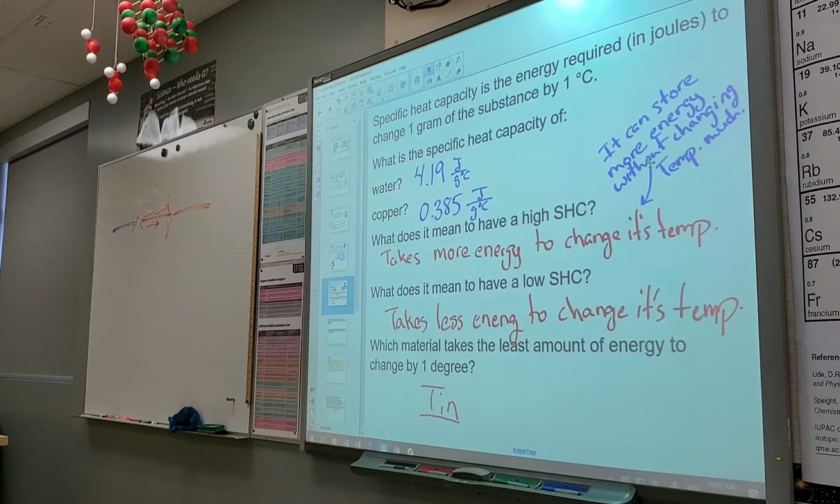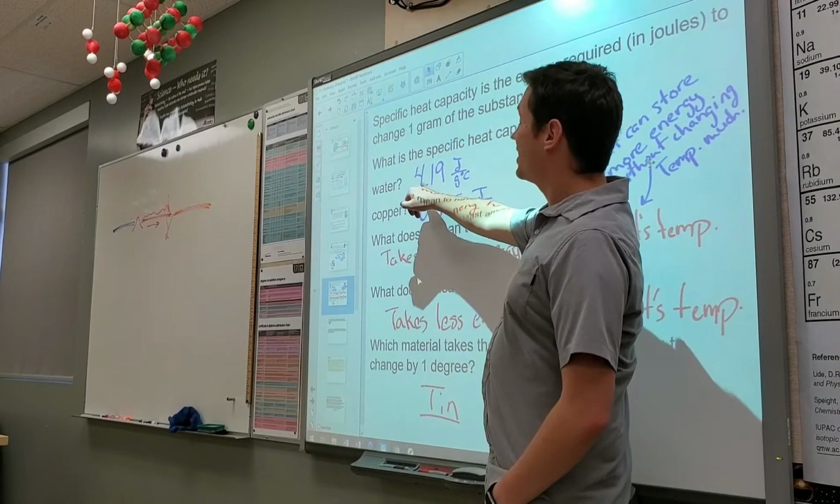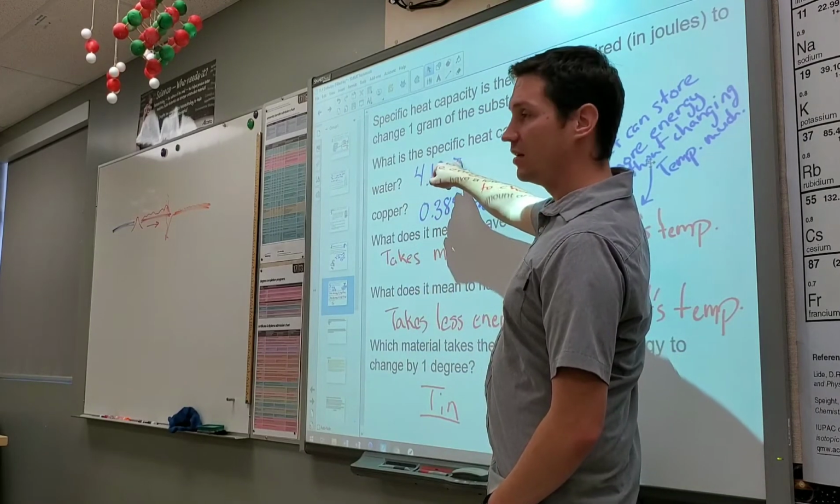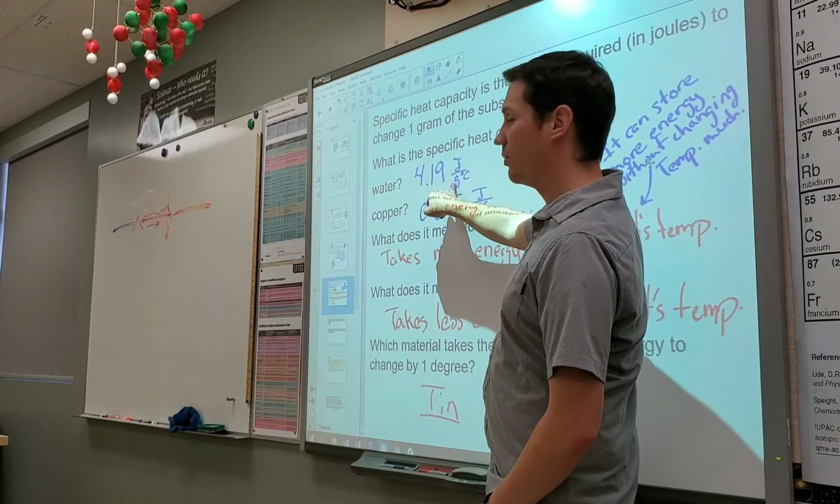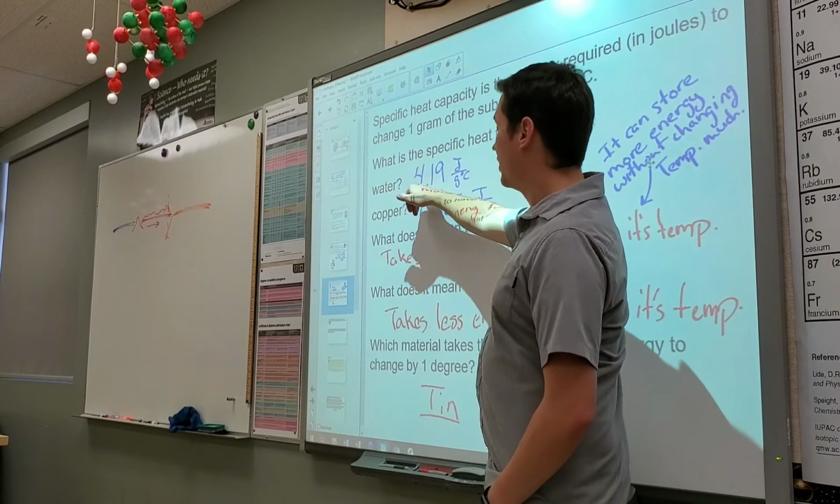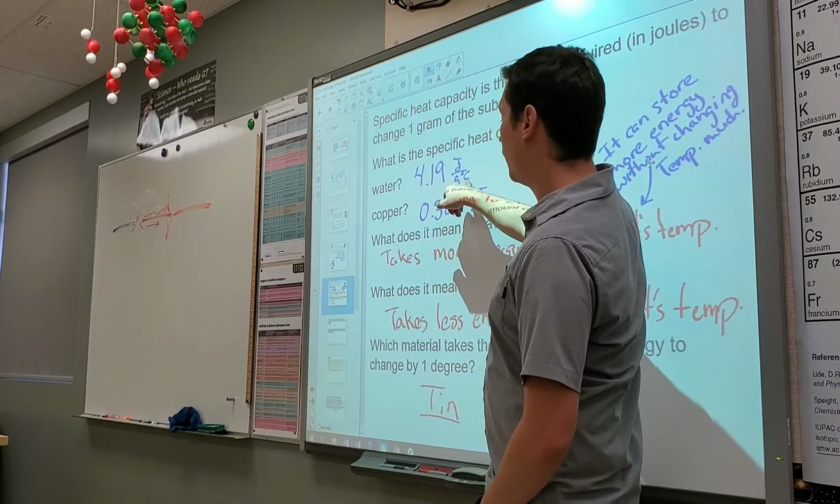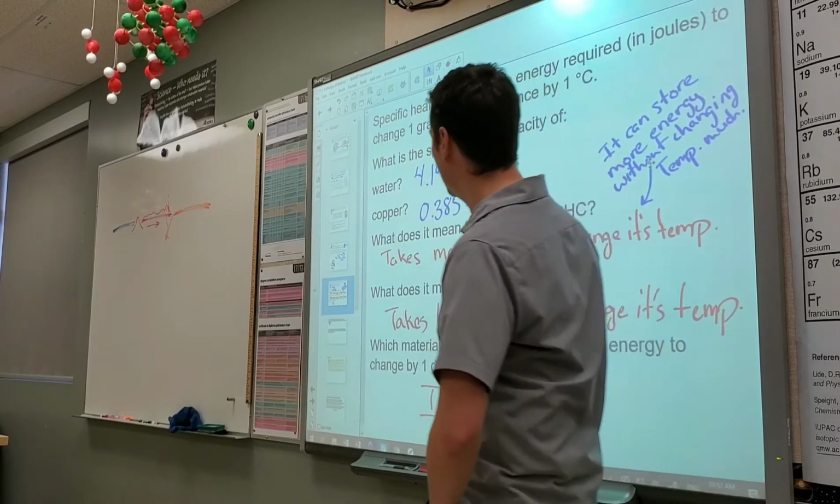What the specific heat capacity means, when you look at the units, they're joules per gram degrees Celsius. So there's two ways of thinking about it. Either it takes this much energy to raise the temperature by 1 degree for every 1 gram, or every 1 gram can store this much energy before changing a degree. That's kind of the way you could think about it. It's just two different things.